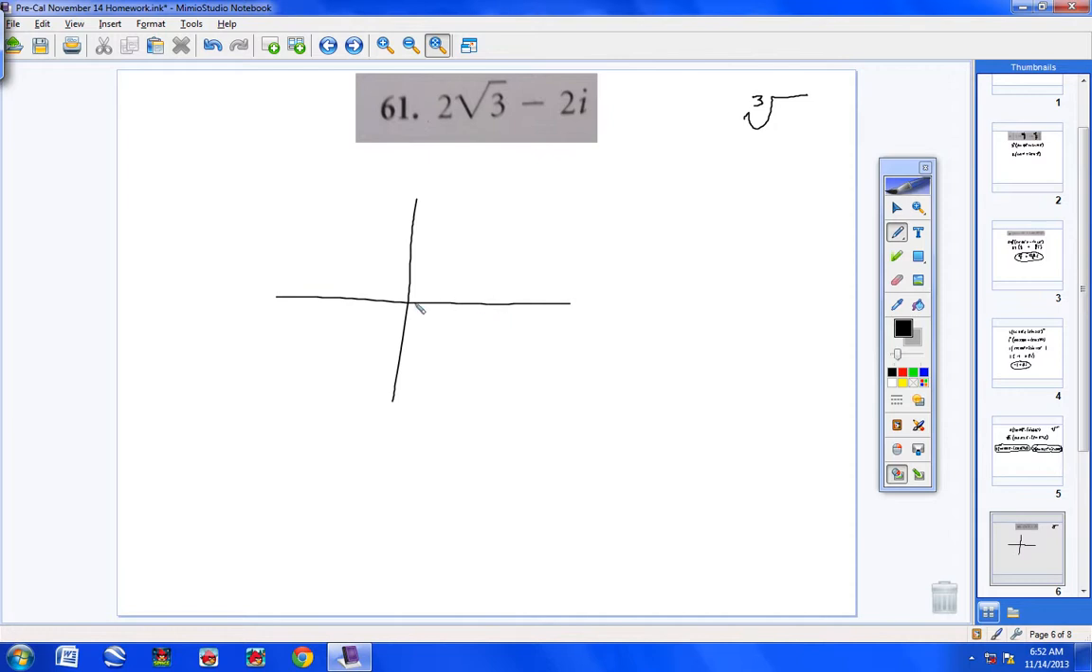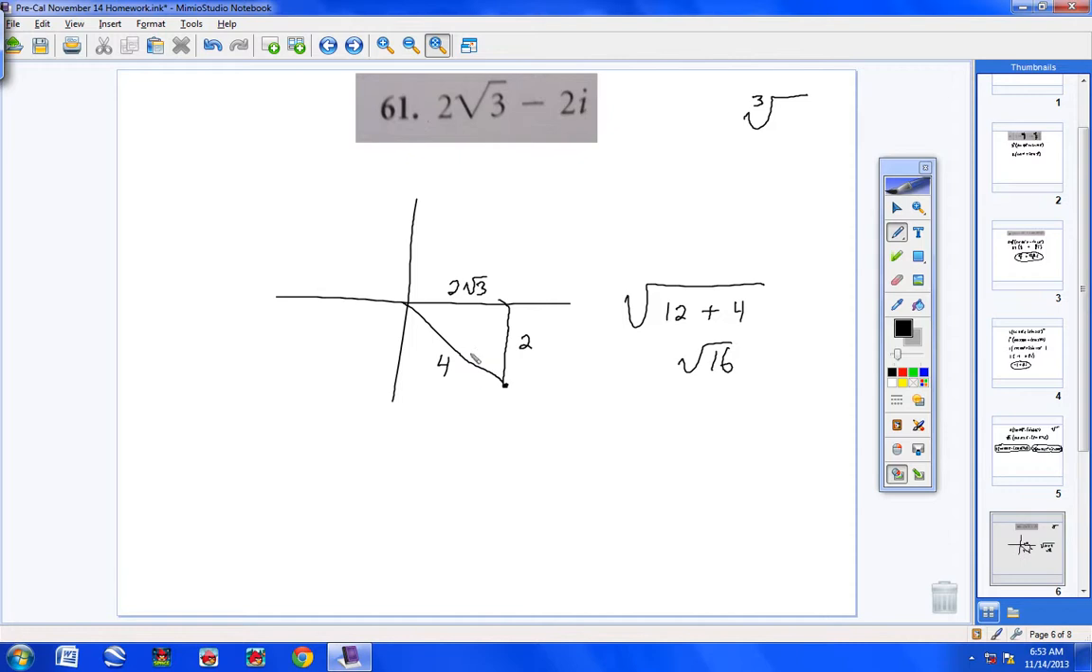trig form. I know I'm going to go over positive and down negative, so I know my triangle will be down here. I went over 2 square root of 3. I went down 2. Now using Pythagorean theorem, if I square 2 square root of 3, I square the 2, that's a 4. Square this, that'd be 3, so I would have 12. If I square the 2, that's a 4, so 12 plus 4 is 16. So the square root of 16 is 4.